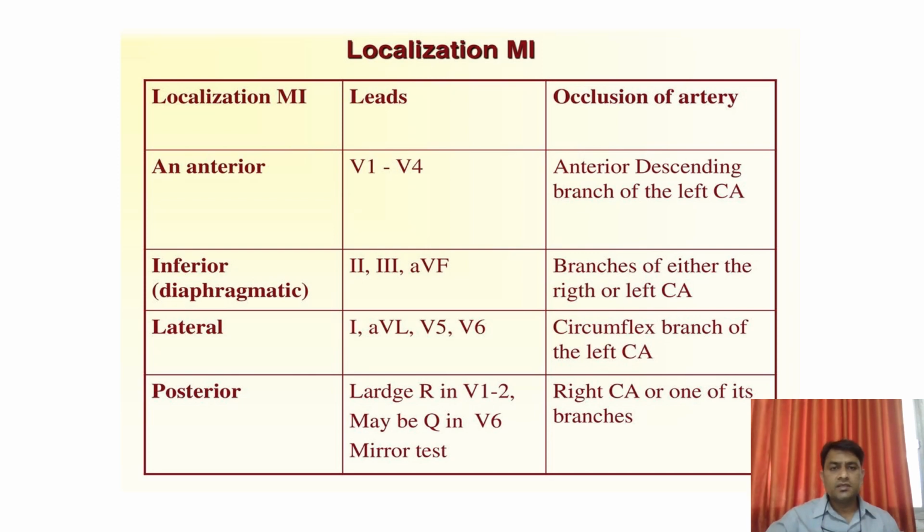So we will now discuss the changes. If changes are in the anterior leads, that is V1 to V4, it indicates the anterior descending branch of the left coronary artery. If changes are in the inferior leads, the diaphragmatic leads 2, 3, aVF, branches of either the right or left coronary artery. If changes are in the lateral leads, that is lead 1, aVL, V5 to V6, the circumflex branch of the left coronary artery.